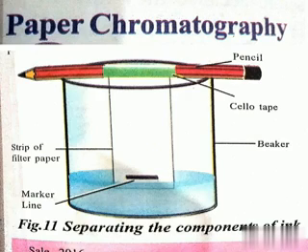Draw a thick line just above the bottom of the filter paper using the marker. So here, take a filter paper. Here in this picture we can observe the rectangular shaped filter paper. Here one dark line is there, that is the marker line. Like that, we should draw a dark line on the filter paper with the help of a marker.